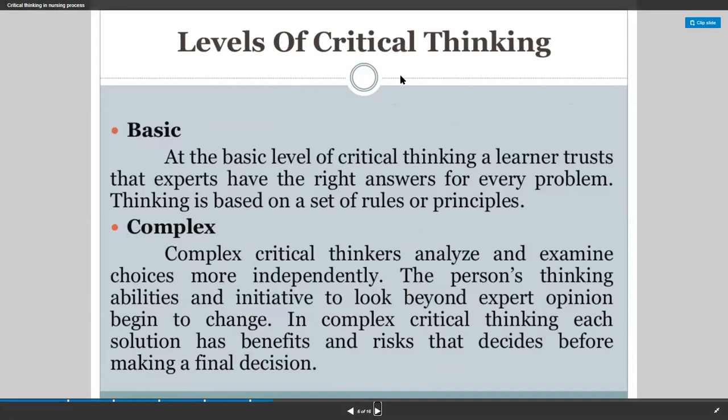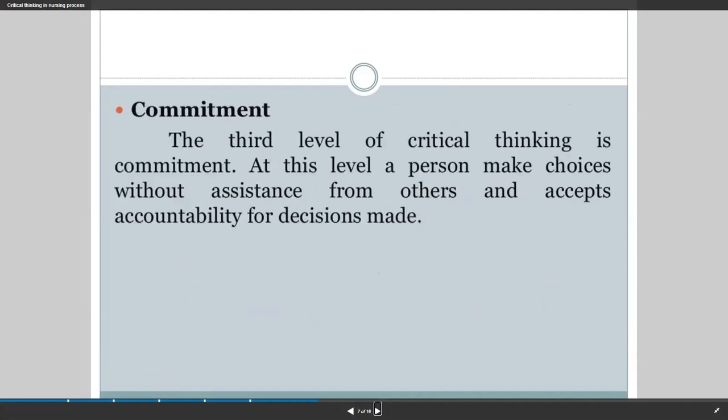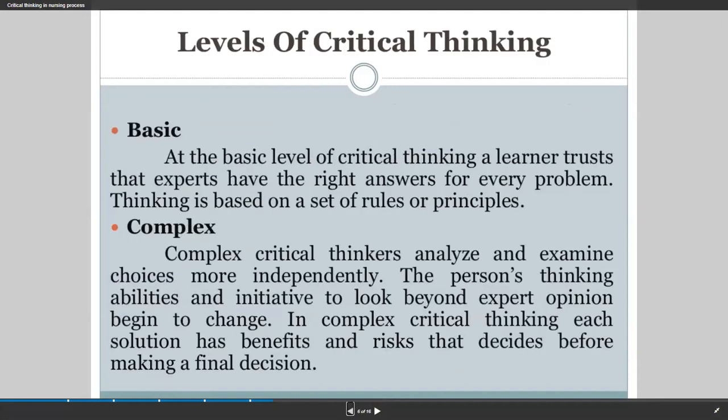So what are the different levels of critical thinking? You have the basic, complex, as well as commitment. At the basic level of critical thinking, a learner trusts that experts have the right answers for every problem. Thinking is based on a set of rules or principles. So this is the basic critical thinking.